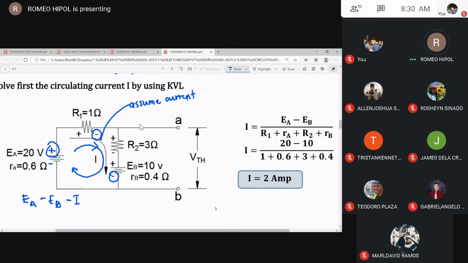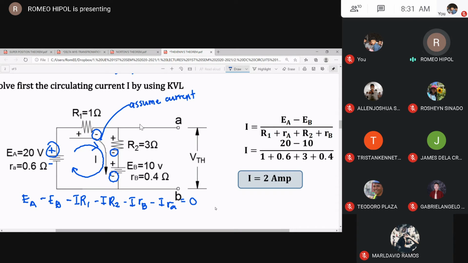Pwede yun. Kasi pwede. Isa lang naman din yung resistance pero pwede natin isa-isahin. R sub 1, negative I times R sub 2. Then same with the voltage drop across the internal resistances. So they have the same current I. So RB minus IRA equate to 0. Nakuha?